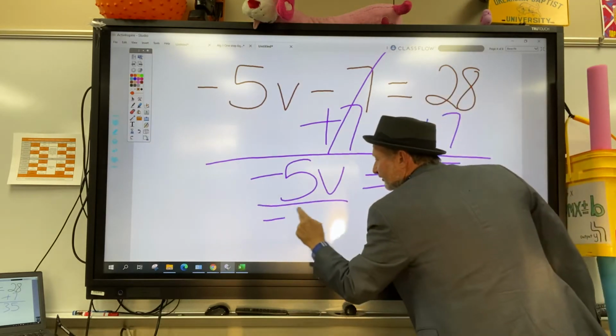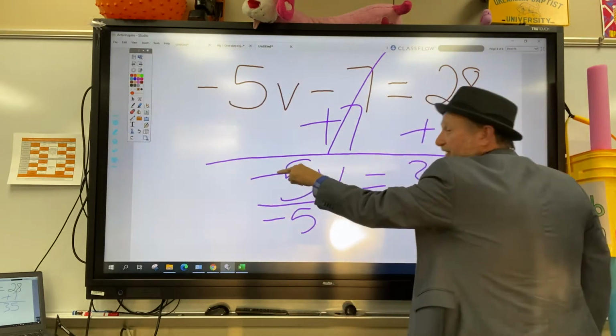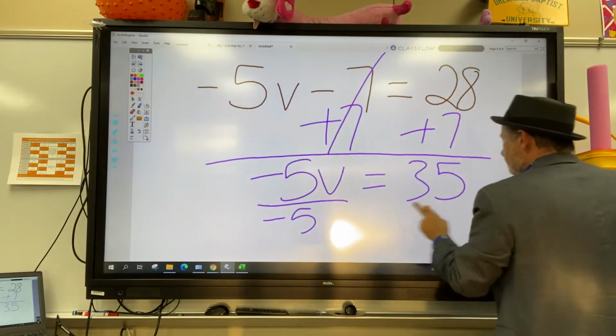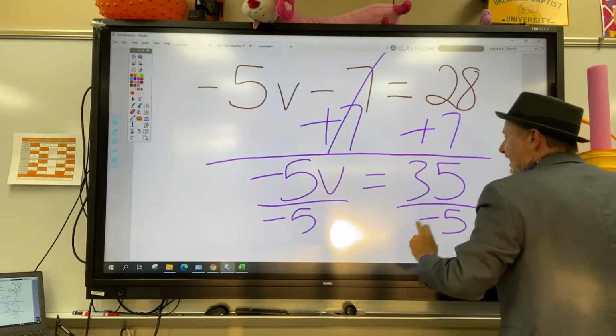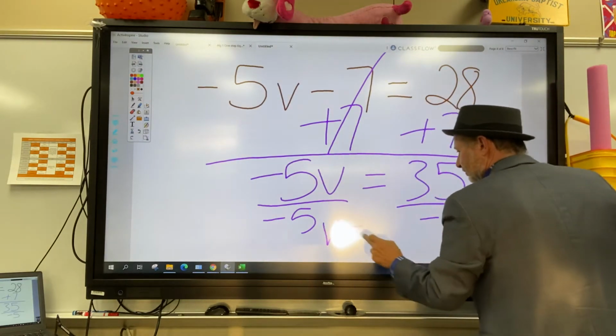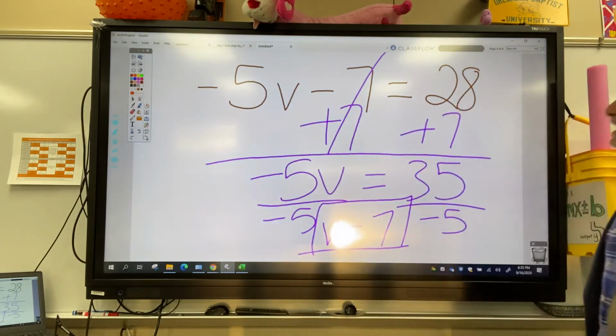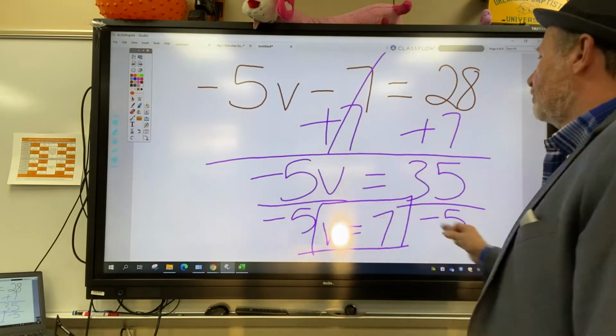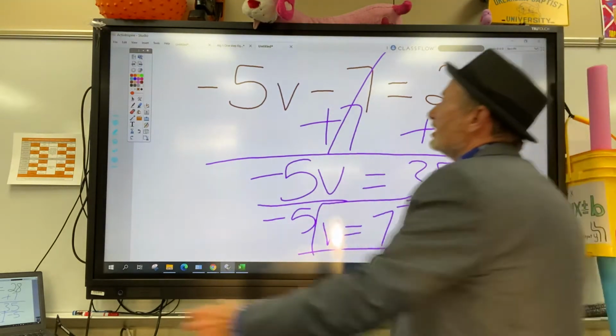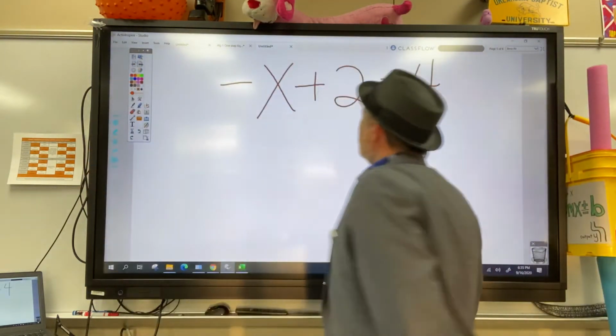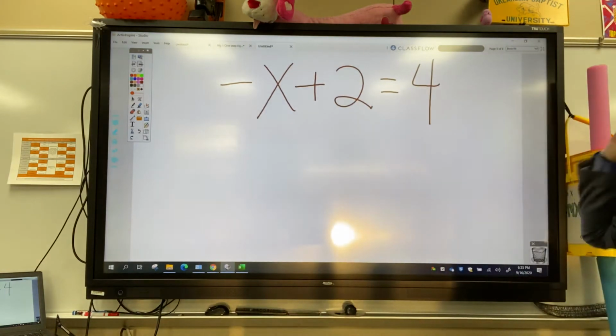Divide out the -5, and notice, if it's a -5 here when I divide, it's a -5 there when I divide. -5, and V equals 7. Boom, bada, bing. All right, if you're smart, you'll do a check whenever you're doing your math. Moving along. I have -x plus 2 equals 4.